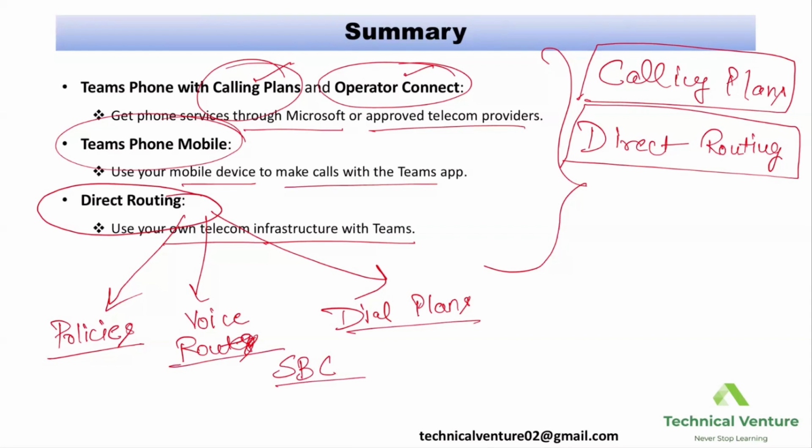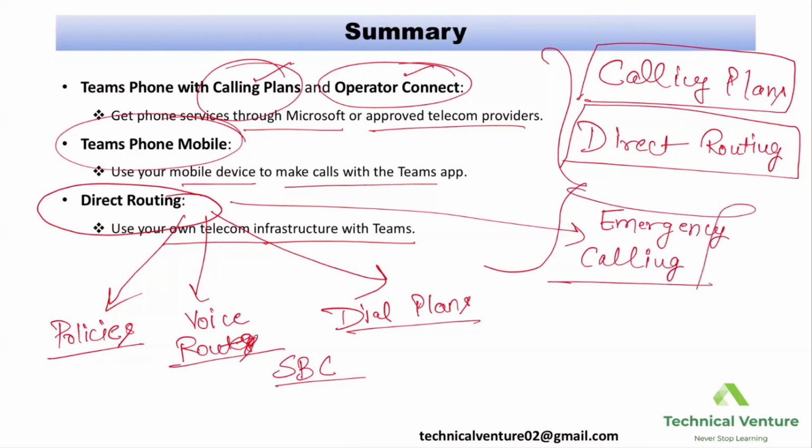And also in this, we have emergency calling as well. Under emergency calling, we have a lot more things which we need to do. Although emergency calling is for everything: calling plan, Operator Connect, Teams Phone Mobile and direct routing. But as I'm going to use direct routing, I'm going to discuss direct routing in much more detail, and there I'm going to discuss emergency calling as well in the upcoming lectures.